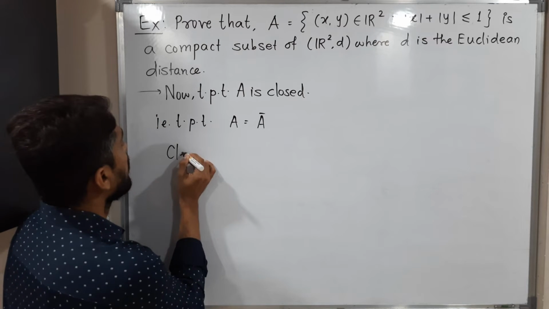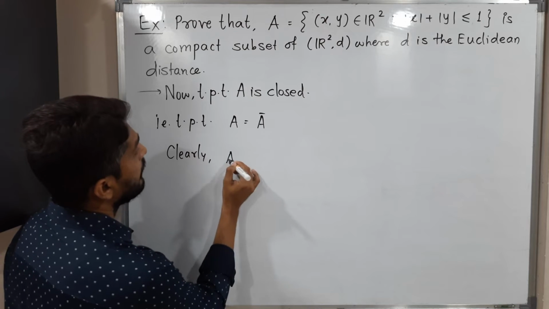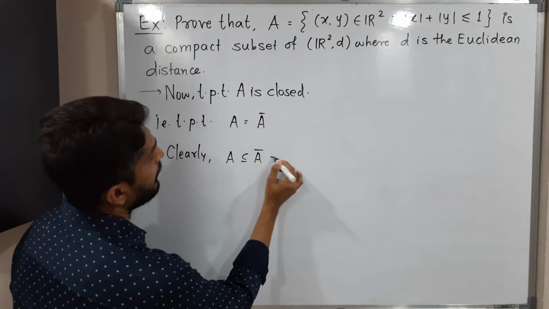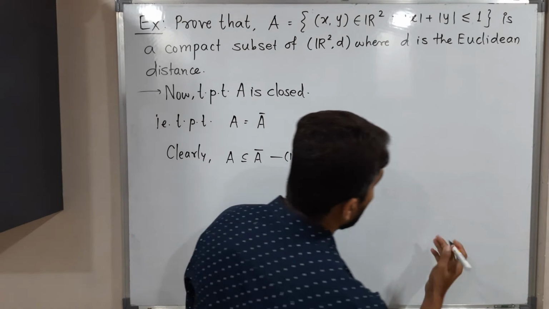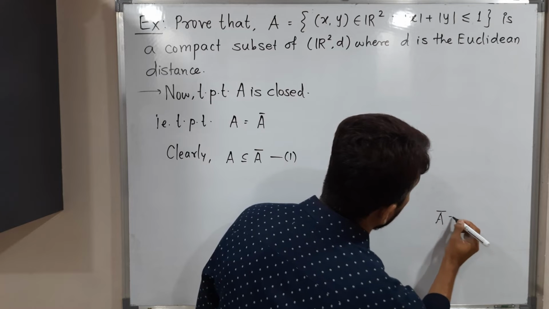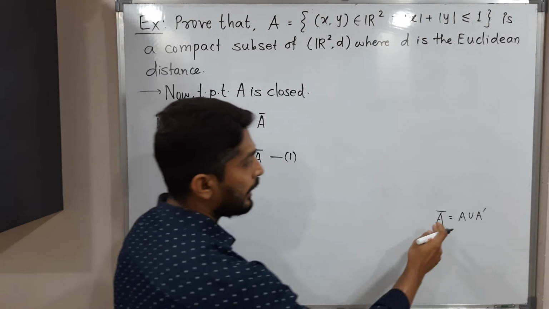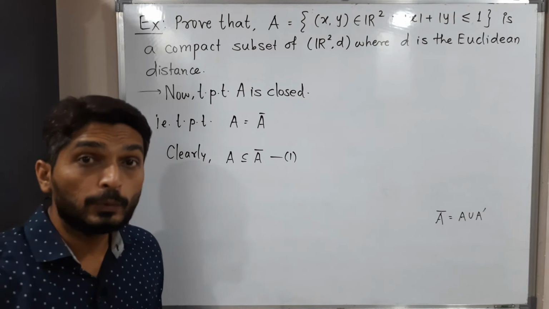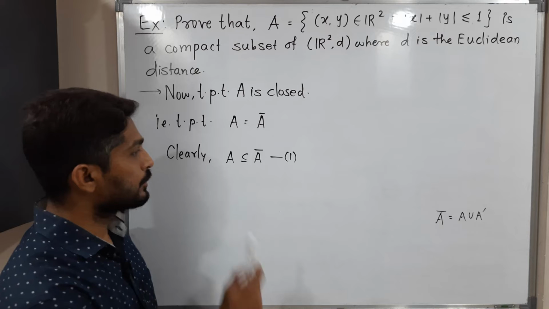So clearly, A is a subset of A bar, equation 1, statement 1. Let me tell you why. Since A bar is nothing but A union A dash, A bar is formed by taking the union of A and A dash, so obviously A is a subset of A bar. So the first thing is obvious.